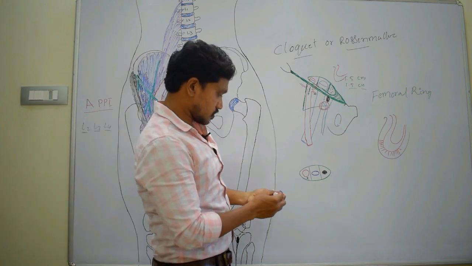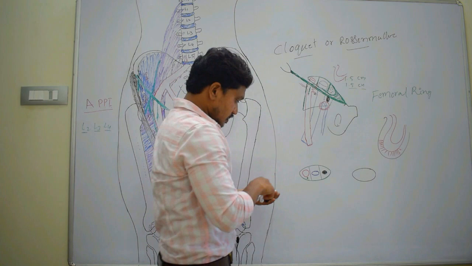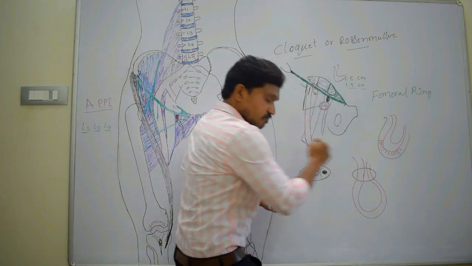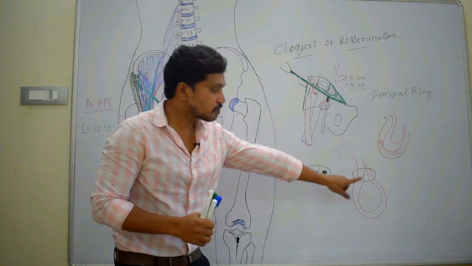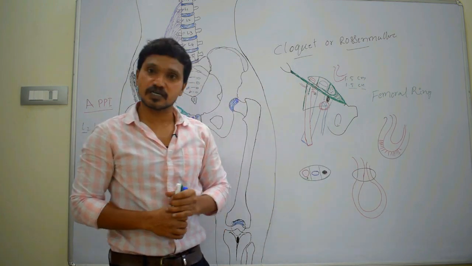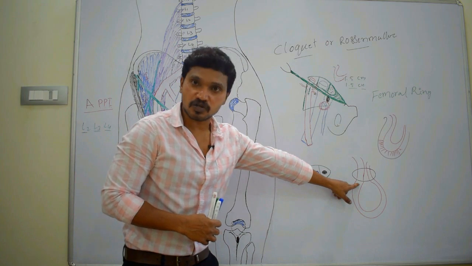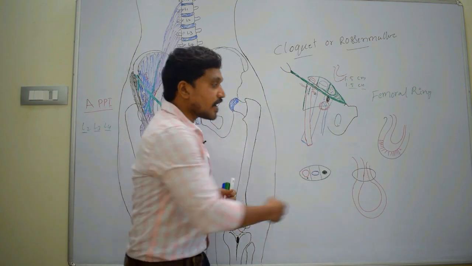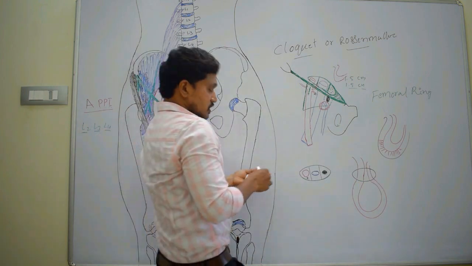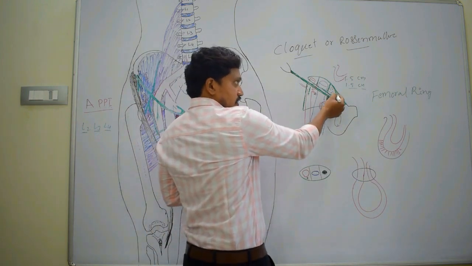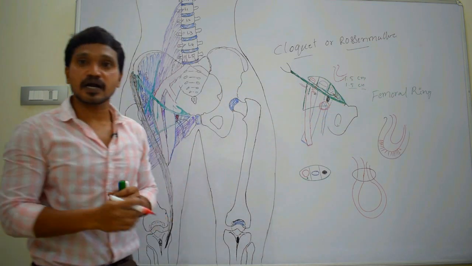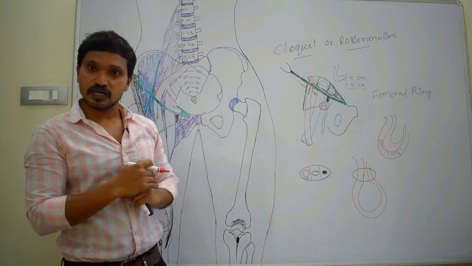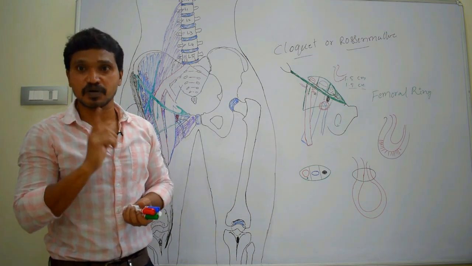What is strangulation? Suppose this is the femoral ring. Contents are passing through the femoral ring, which leads to obstruction of the contents and obstruction of the blood vessels supplying this part of the intestine, which leads to avascular necrosis. To prevent that, we have to reduce the hernia by widening this femoral ring. That means we have to cut this lacunar ligament, widen the femoral ring and reduce the hernia. In that case, one thing you have to remember very carefully.